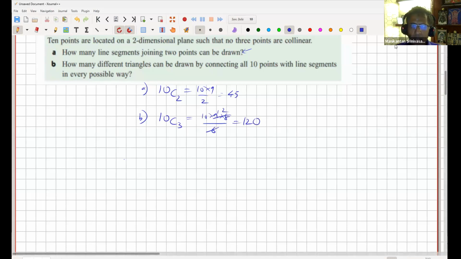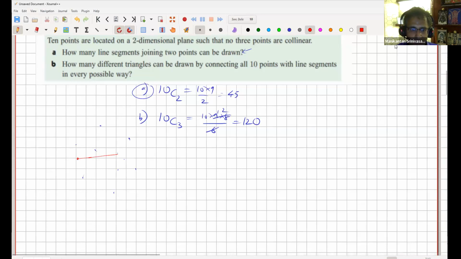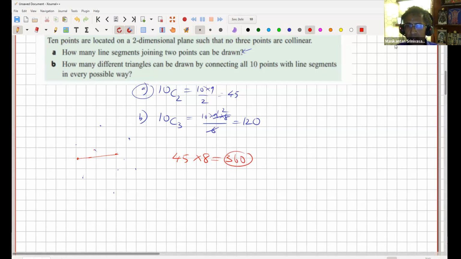Okay. But let me ask you one question. Suppose I use my first part. The 10 points are randomly here, 1, 2, 3, 4, 5, 6, 7, 8, 9, 10, something. And I draw a line in one of the 45 ways that Suhani said. I'll pick these 2 points. Now, that's 45 ways. And then I get to choose any one of the remaining 8 to form a triangle. So it's 45 into 8, which comes to 360. Why am I getting 360 now instead of 120?